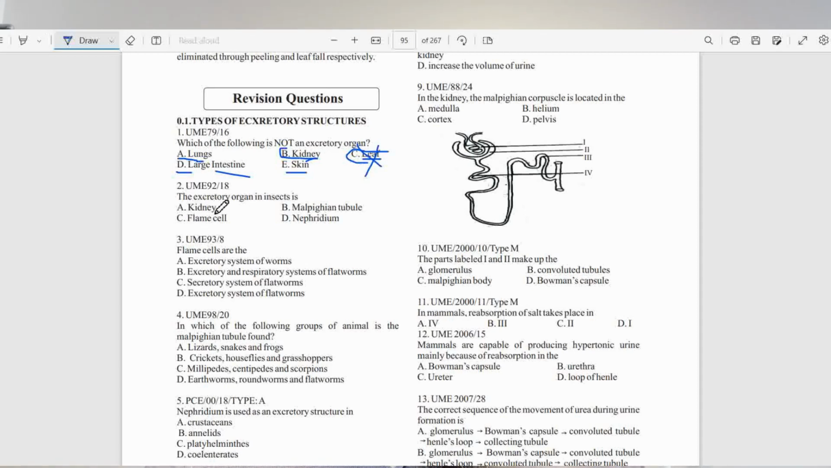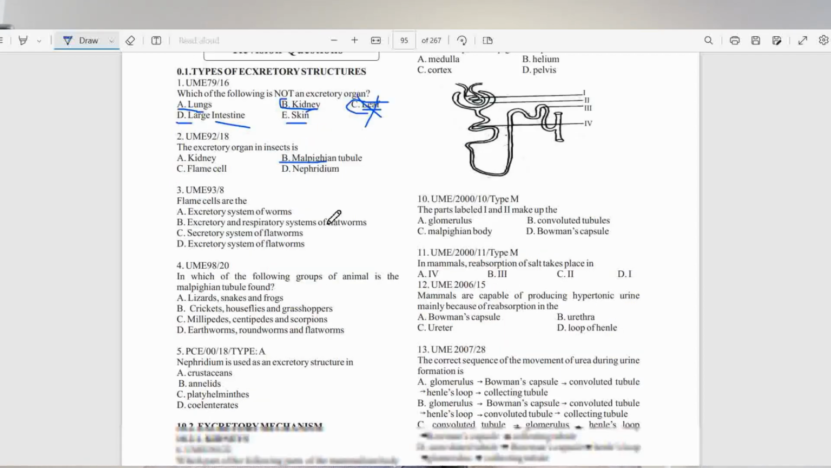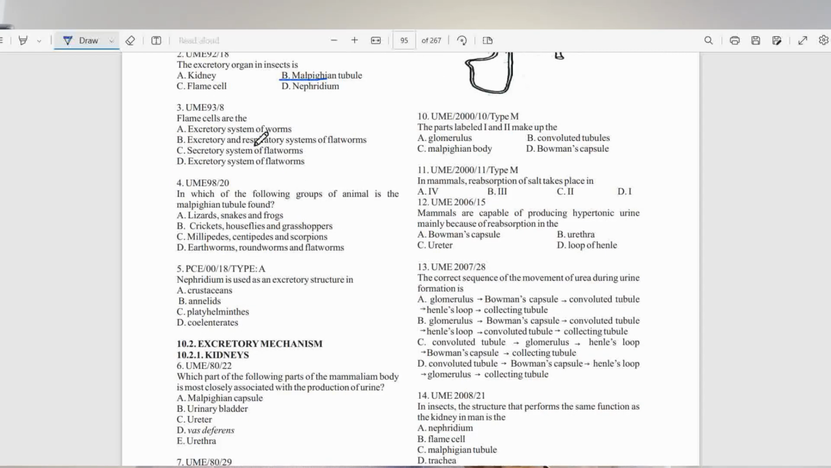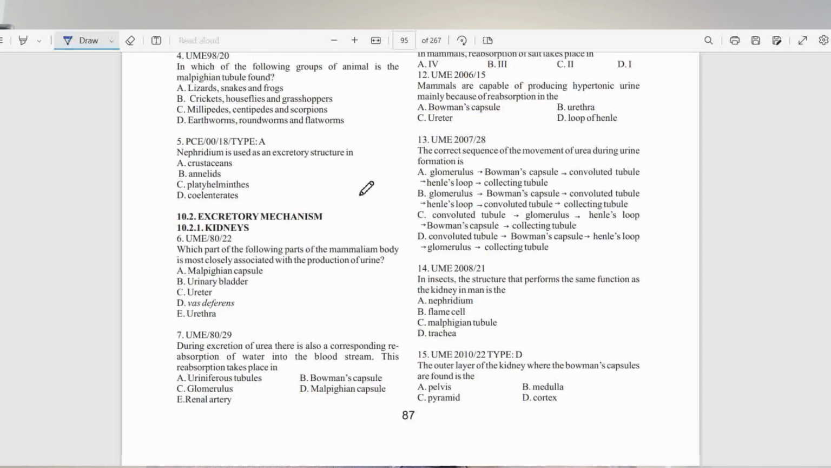Another question here: the excretory organ in insects, of course, is the Malpighian tubule. The flame cells are the excretory organs in where? In the flatworm excretory system, that's D.